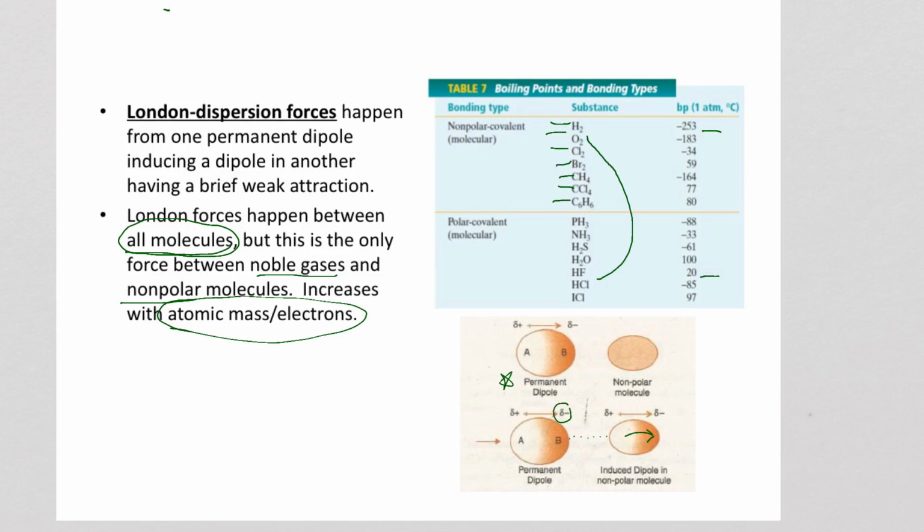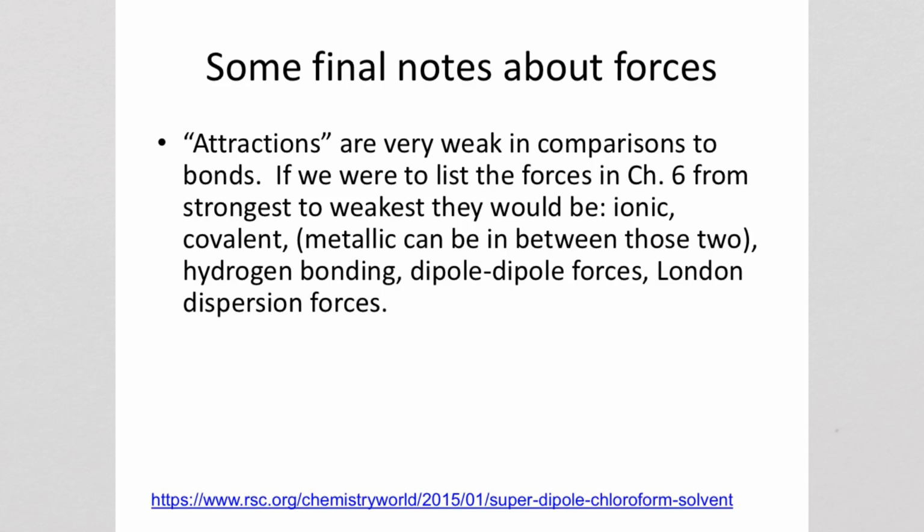So to round up all of these attractive forces, most of them we've talked about. Remember, attractions are very weak. Students often get these confused or mixed together. If you list all the forces in Chapter 6 from strongest to weakest, ionic in general is the strongest. And then covalent attractions, which are bonds. Metallic can be in between the two because it depends on the metal. Then we get to the intermolecular forces down at the bottom. Hydrogen bonding, dipole-dipole, and then London dispersion forces.